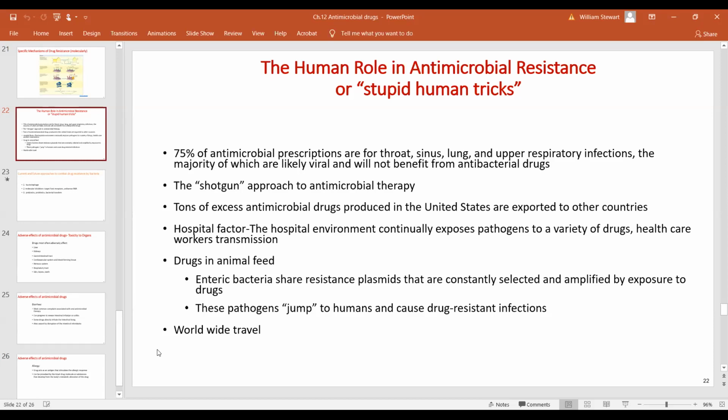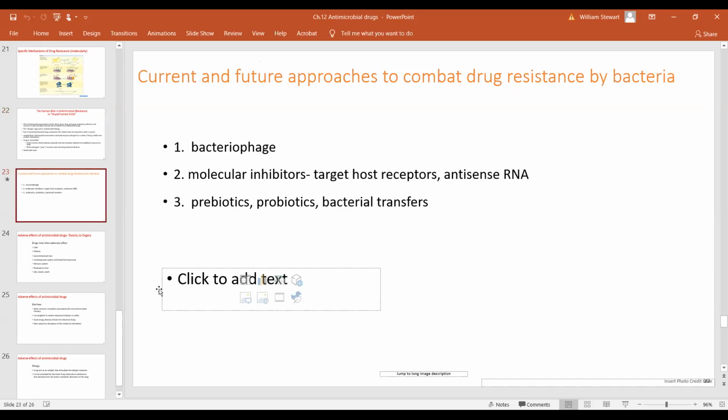And I think the last one here, worldwide travel, is easy for us to think about, especially right now. It doesn't have to be worldwide travel, it could be state to state travel. Once a bacteria has become resistant, it's traveling with or living inside a particular person. When that person moves to another place, they take their resistant bacteria with them and share them with the people that live there. So what's to be done?